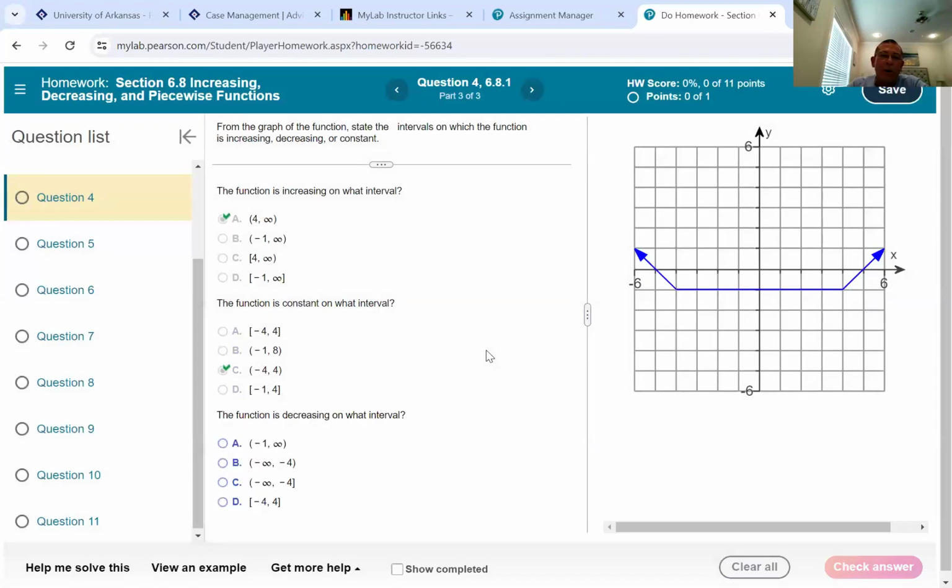And then it's going to want decreasing. Well, that's the left side. So where's it coming in from, and where's it decreasing to? All right, y'all, there's my chat. I'm getting B on that one. Perfect. Coming in from -infinity, going to -4. Good job. So we would go with B.